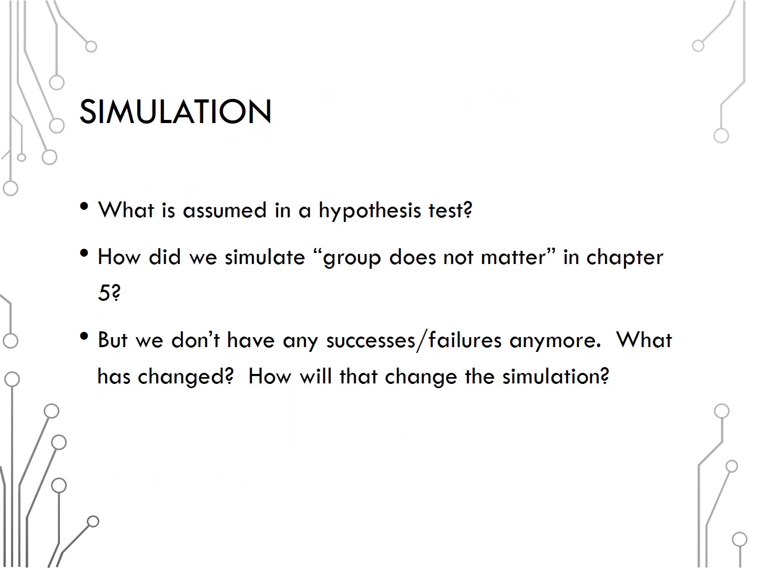For any hypothesis test, what do we assume? That the null is true, or the null hypothesis that group does not matter, just like we did before. So how did we simulate that group did not matter in Chapter 5? We wrote the response variable, success-fail, on cards, mixed them up, and dealt them into same size groups as before to create one sample, assuming the null. But now we don't have any successes or failures. What has changed, and how will that change the simulation?